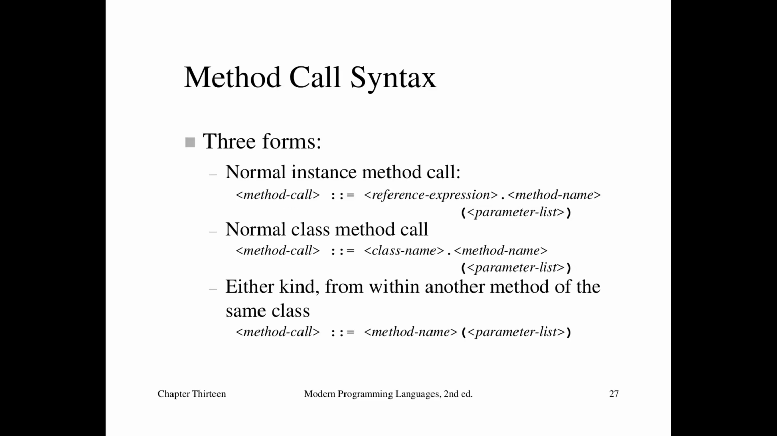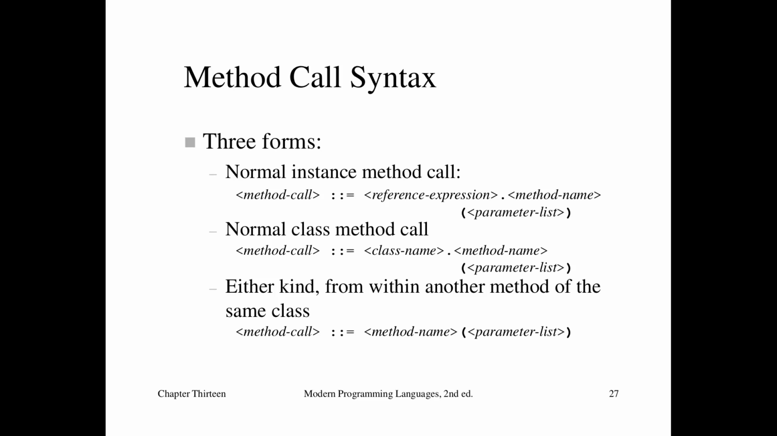So, method call syntax, right? There are three major forms to call methods in Java. The three forms are basically: we have the normal instance method call, which we saw before, which we can define in BNF similarly as this. We have the method call, and this version is basically a reference expression. This is something that defines the reference that we're calling it on. The dot indicates the call, and then we have the method name followed by, in parentheses, a parameter list.